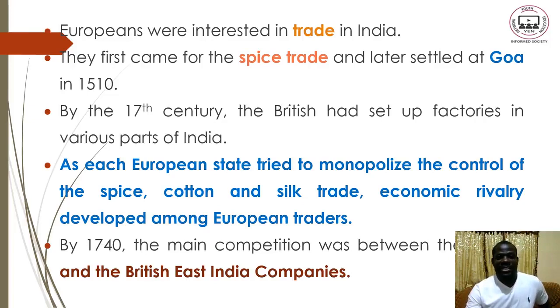Europeans were interested in trade. So why did the Europeans go to India? They were basically interested in trade. They came for the spice trade, and later they settled at Goa, around 1510. Remember, Goa was like the operating place of the Portuguese when they were also exploring East Africa. They were coming from Goa to Africa because they had their fort there at Goa.